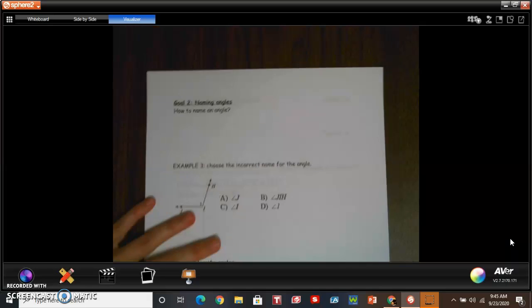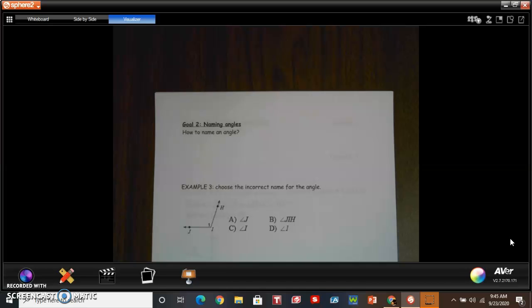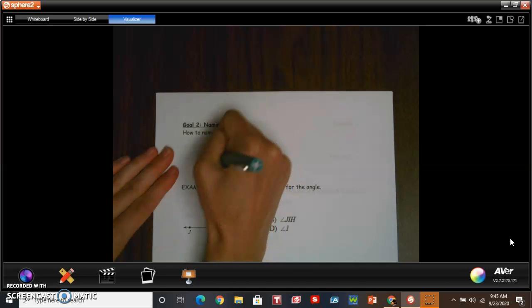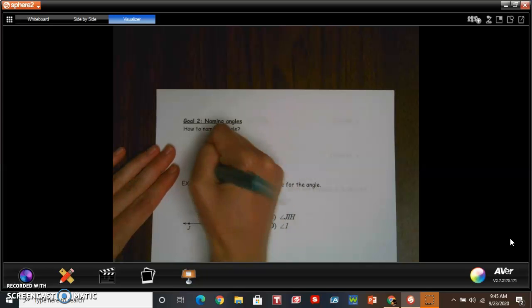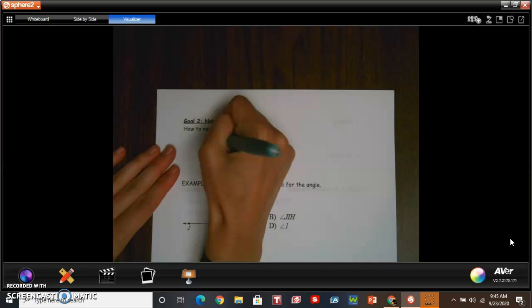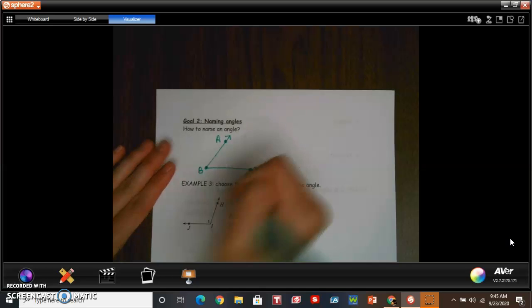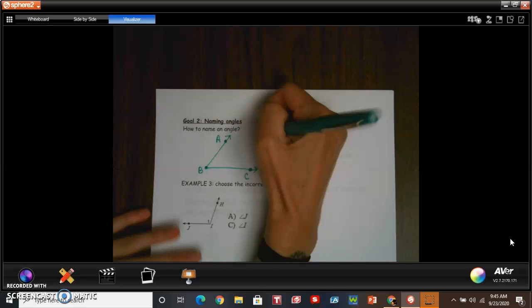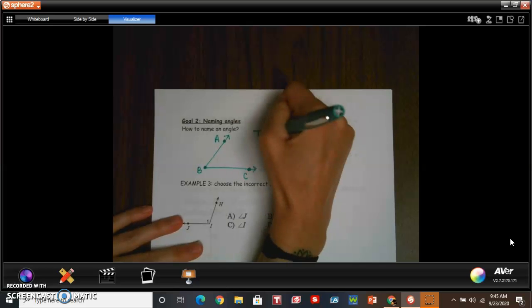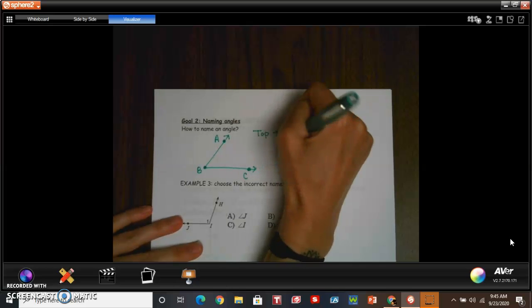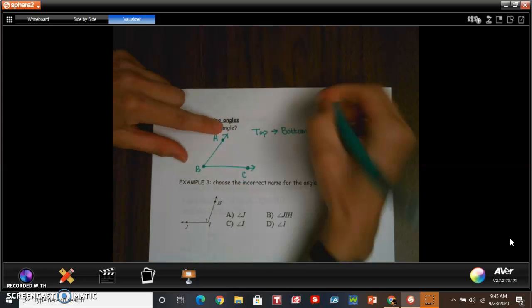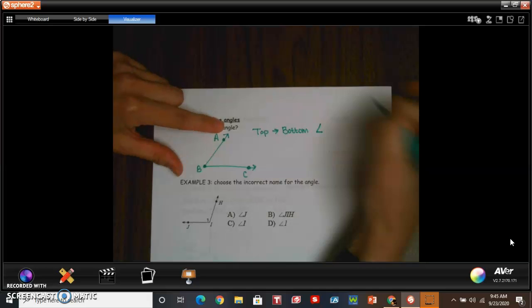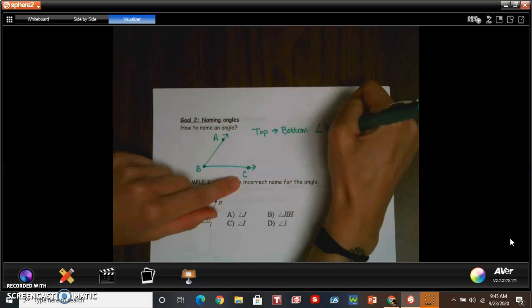All right, goal number 2, naming angles. So remember, an angle looks a little something like this, and it usually contains 3 points. So there are 4 ways to name an angle. The first way is top to bottom. So that means we're going to start at the top of our angle and read to the bottom. So this would be angle, don't forget your symbol, A, B, C.